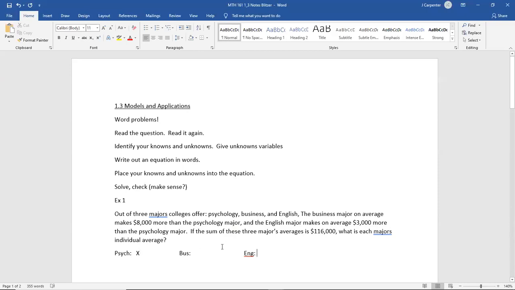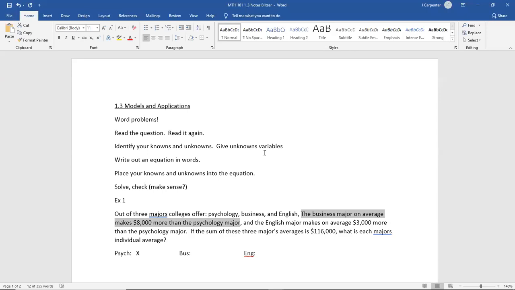Then the business major and the English majors, what we're going to do is we're going to tie them to the psych major. Now, it doesn't always work that way. Maybe it's the business is tied to the psych and then the English is tied to the business in a more complex scenario. But I already pointed out, this is a simpler one. So the business major on average makes $8,000 more than the psych major. So if the psych major earned $2,000, then that means the business major is making $10,000 because 2 plus 8 is 10. If the psych major is making, say, $80,000, the business major would make $88,000. You take the psych major and you add 8 grand to it. So that's exactly what we're going to do.